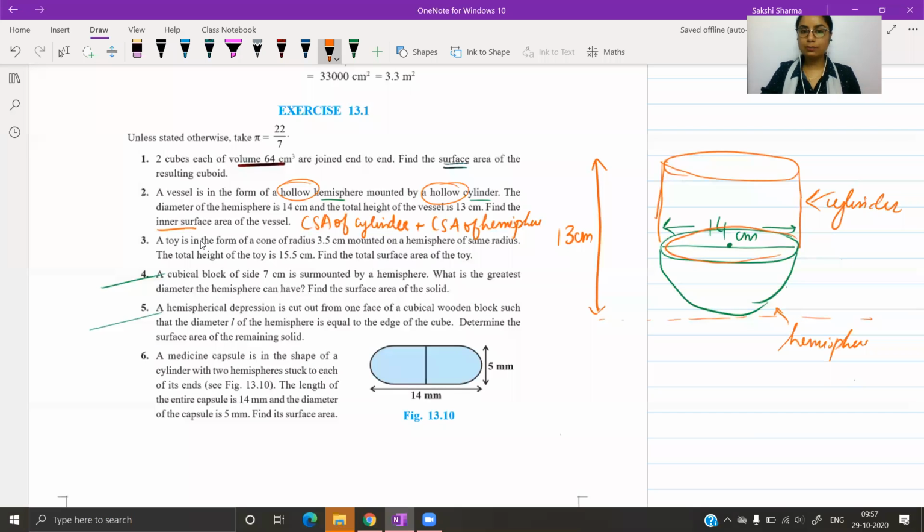First of all, let me know if this makes sense to you. How are we going to find out the inner surface area for this vessel formed by a hemisphere and a cylinder? If this is clear, then we will see whether or not we have the dimensions. Anyone who wants to ask? Yes, ma'am.